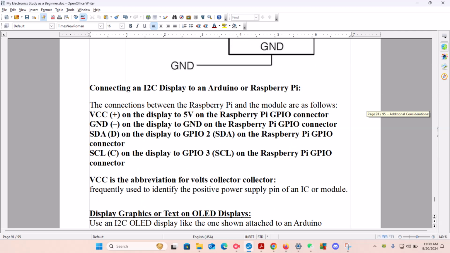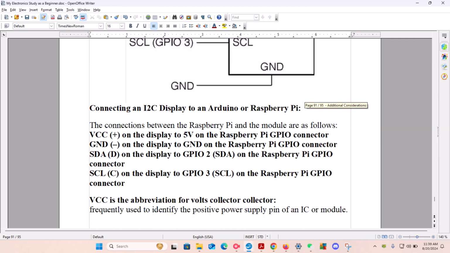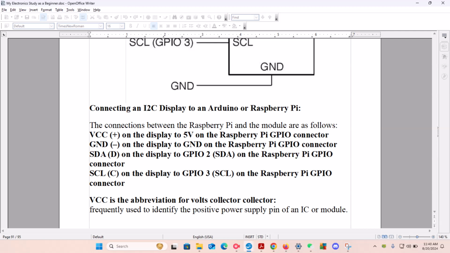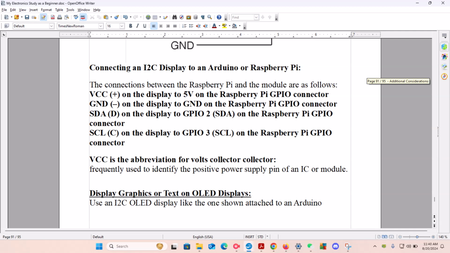Now, remember it's for Arduino or Raspberry Pi. The connections between Raspberry Pi and the module are as follows. VCC, which is positive, is the display's 5 volts on the Raspberry Pi GPIO connector. Then we have ground, which is negative on the display, to ground on the Raspberry Pi GPIO connector, which you just saw here, which is GND standing for ground. That's the ground lead going out to ground.